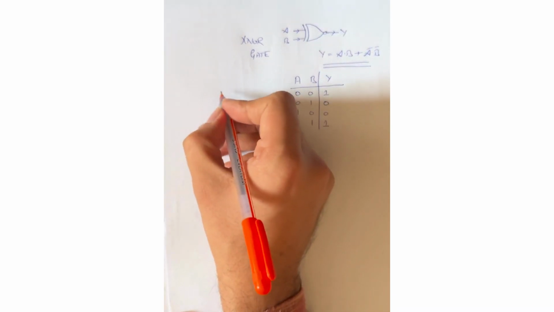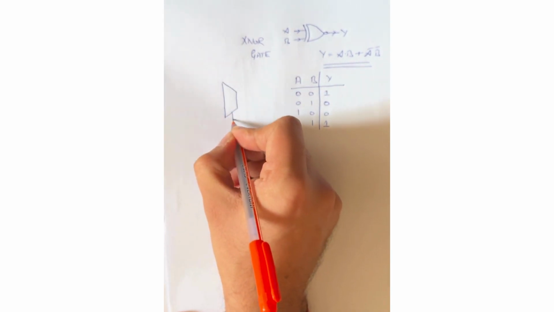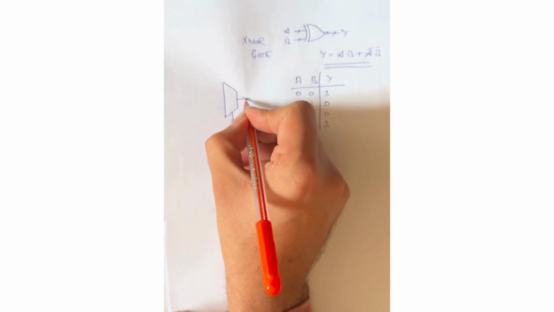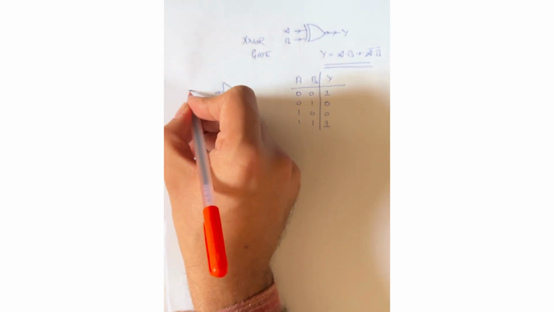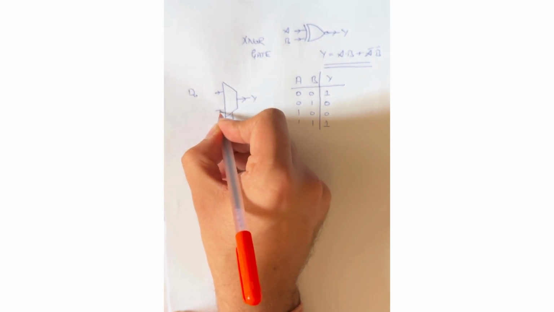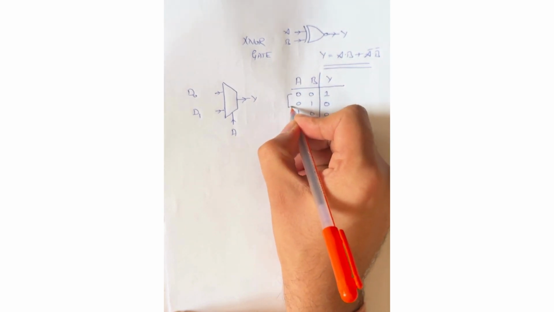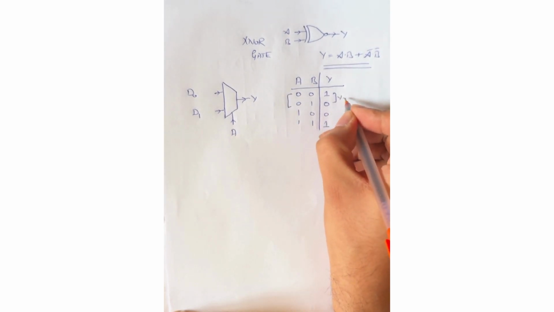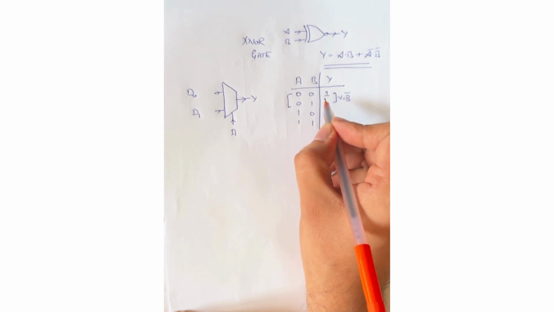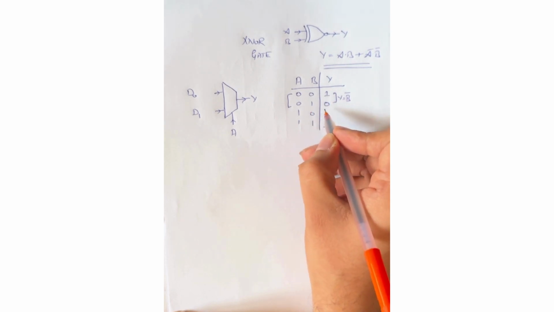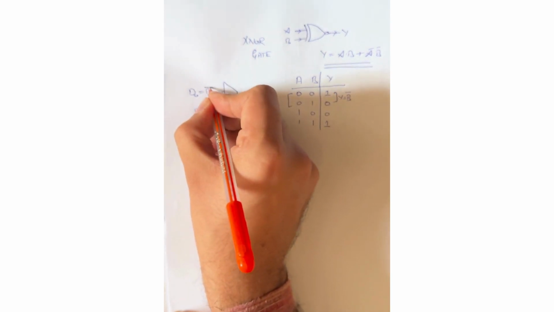Now again, coming to the 2:1 mux, again we will take one of the inputs A as the select line for the mux. This becomes D0, this is D1. Now if the value of A is 0, the output Y becomes B bar, because if the value of B is 0, the output Y is 1, and if the value of B is 1, then output Y is 0. So we can make this D0 as B bar.